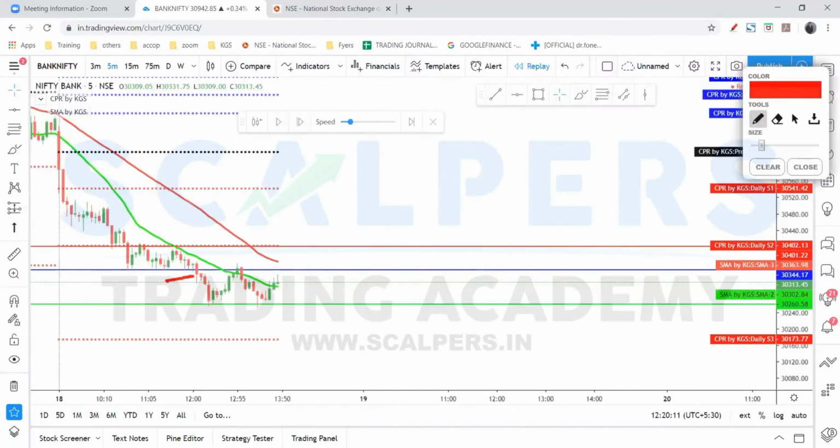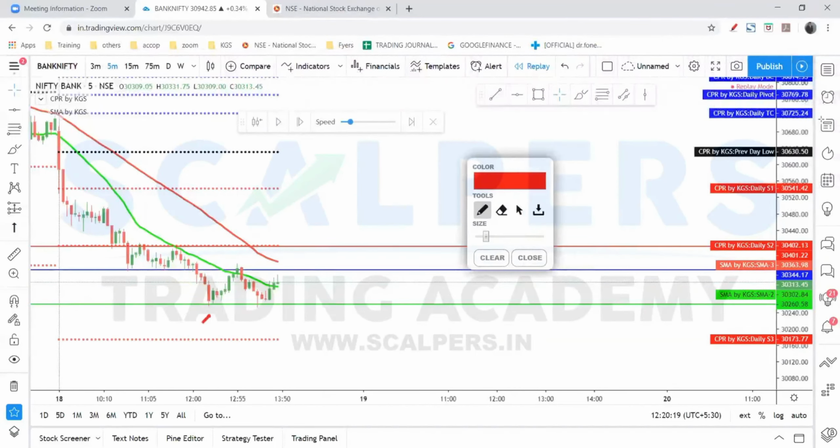Previously we shorted here, and at the 50 percentage we booked the profit. Now this is the day low. That day low is not broken.